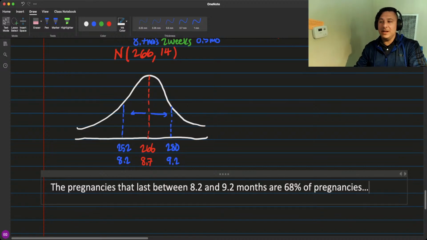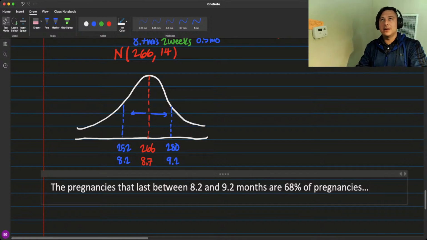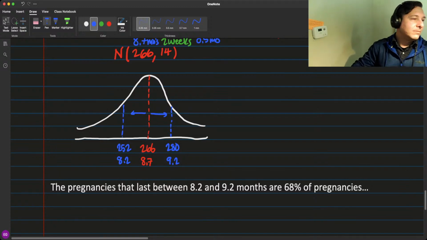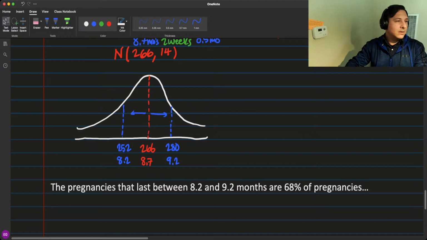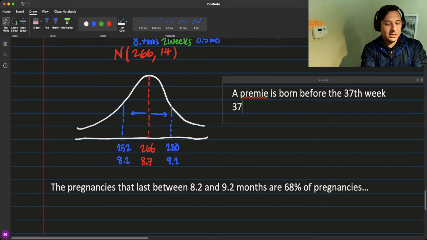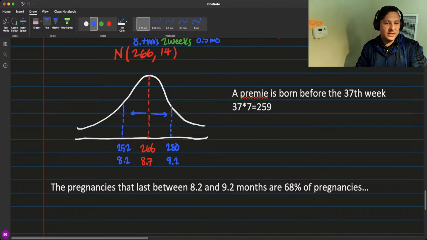Can someone go look up for me what is the definition of a premature birth? Like, how many weeks or days along is that? So someone Google that, please. Okay, so a preemie is born before the 37th week. 37 times 7 equals 259. Really? That's 259 days? 37th week?